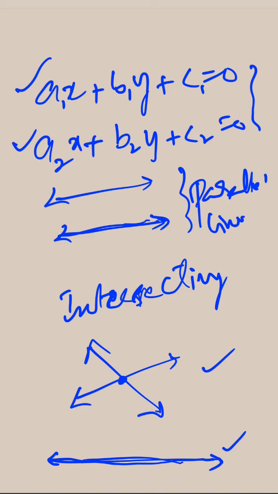So how do we know, when we have two equations, whether they are representing two parallel lines, two intersecting lines, or two coincident lines? By observing the equations, we can say whether those two equations are giving parallel, intersecting, or coincident lines. I'll explain how to know all these things.